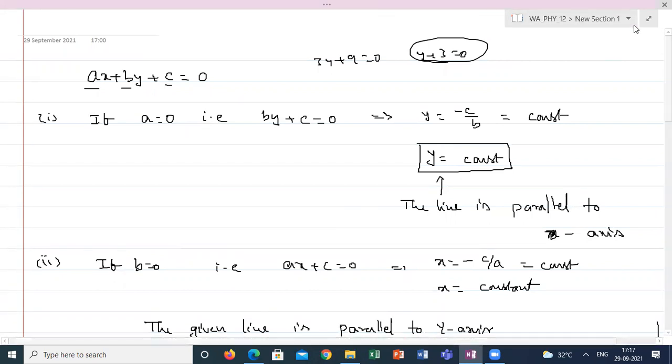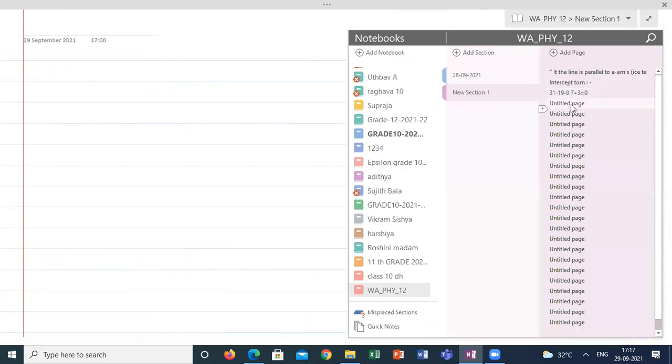Now, by seeing the line, how can I identify the slope? If I am able to write any equation in y is equal to mx plus c form, m is called the slope and c is called the y-intercept. Suppose I am asked to find the slope and y-intercept of the equation. I will give different methods. It will be useful to answer MCQs with a short method. So method 1.